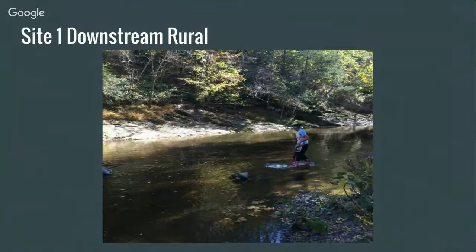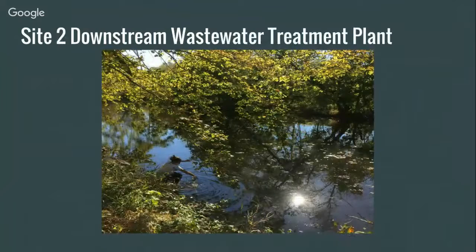This is Site 1, downstream rural. It was shaded and had a vegetated bank and limestone bedrock. This is Site 2, downstream of the wastewater treatment plant. It was shaded, had a vegetated bank, and a muddy, rocky stream bed.